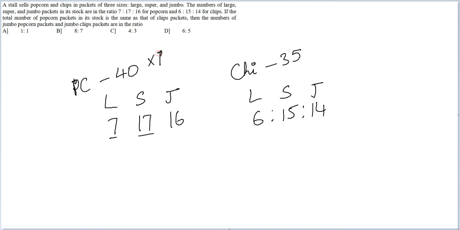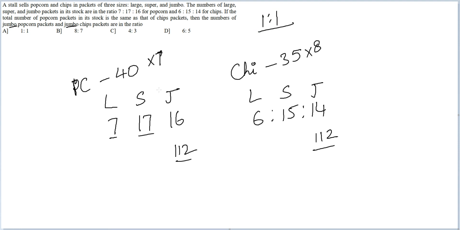This should be 40 into 7. This should be 35 into 8. So you multiply every term by 7, because you are only concerned with jumbo, and jumbo will multiply only that by 7. 16 into 7 gives me 112, and 14 into 8 also gives me 112. Therefore, their ratio is going to be 1 is to 1.